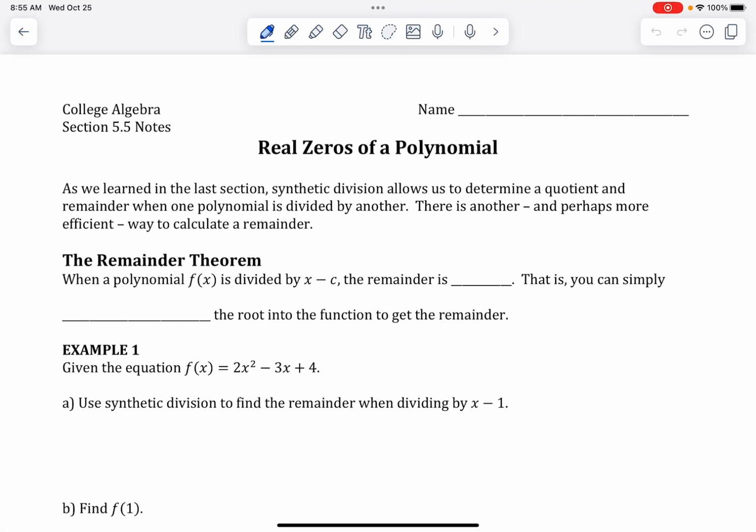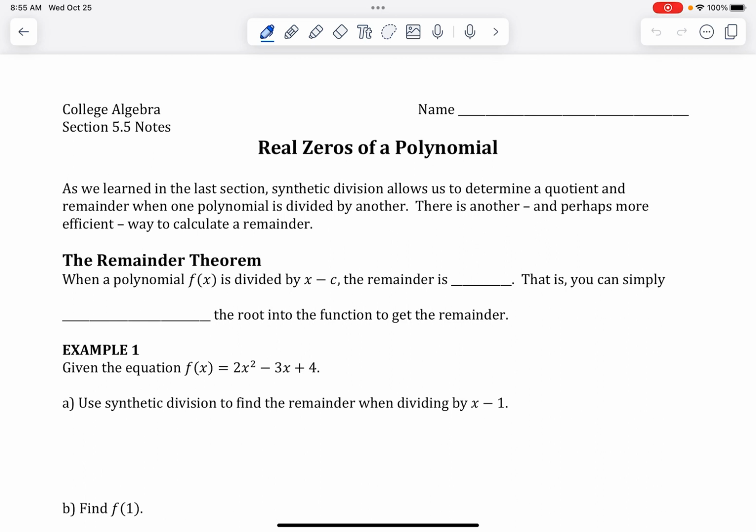Okay, so in section 5.1, we talked about the end behavior of a graph as well as what happens at the intercepts. So in this section 5.5, we're going to focus a little bit more on those zeros of the polynomial, and then we'll end this unit with section 5.6, which is going to talk about the imaginary zeros. So we'll do some recap of imaginary numbers for the next section.